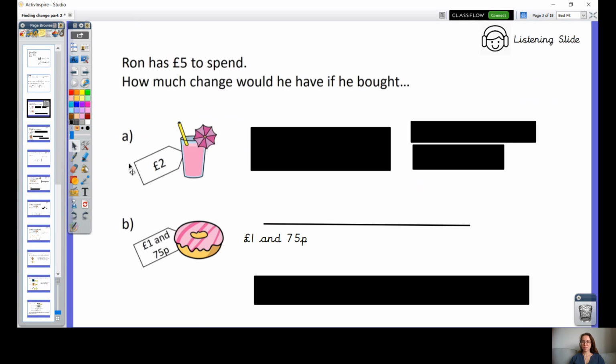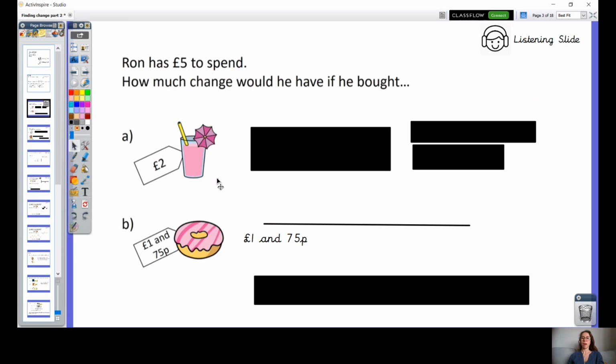Okay, listening slide. Ron, this time, has £5 to spend. So he's probably got a £5 note. How much change would he have if he bought a milkshake that was £2?